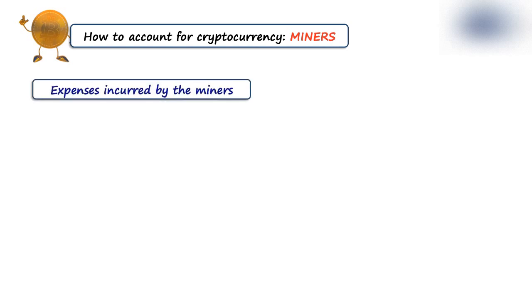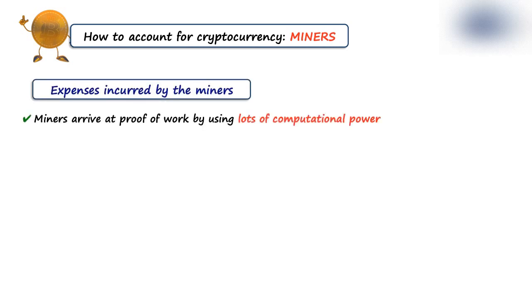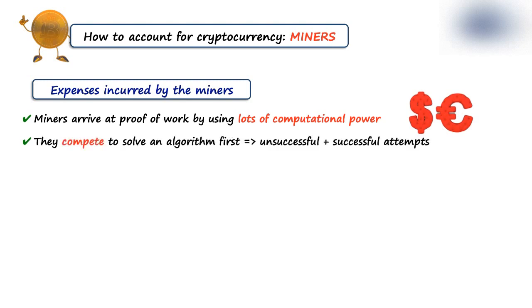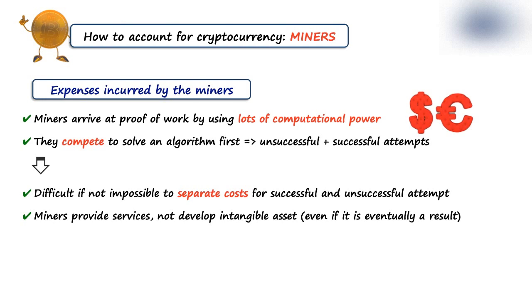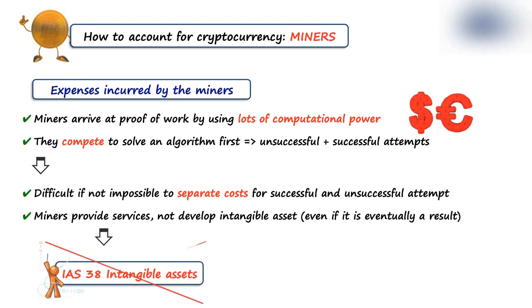What about the expenses incurred by the miners? Well, miners arrive at proof of work by using lots of computational power, so they incur high expenses for computers, graphic cards, electricity, and other items. They literally compete with other miners to solve the algorithm first, so they have both unsuccessful and successful attempts. Therefore, there is an element of a lottery. It is difficult, if not impossible, to separate expenses for a successful attempt from unsuccessful attempts. Moreover, miners provide services. They do not develop any intangible asset, exactly due to failing the criteria to capitalize internal development or not being able to measure the costs reliably. Therefore, the expenses are not capitalized as internally developed intangible assets, but should be included in profit or loss.